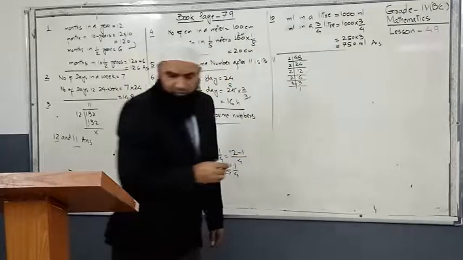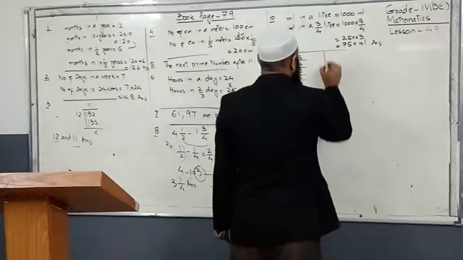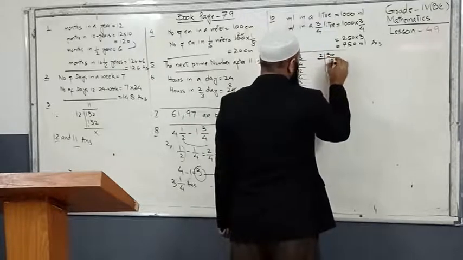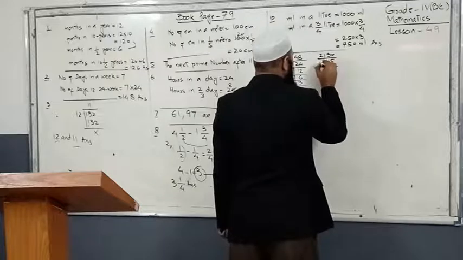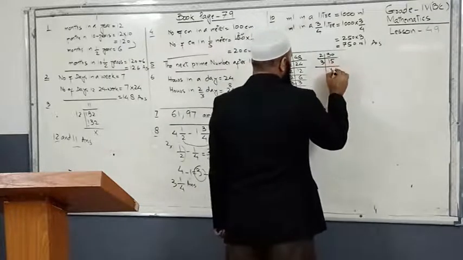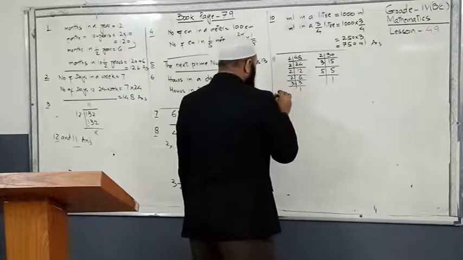Now divide 30 by prime numbers. 2, we get 15. 15 is only divisible by 3 and 5. We select the lowest, which is 3. This will give us 5, and this 5 will give 1. So write the prime factors.